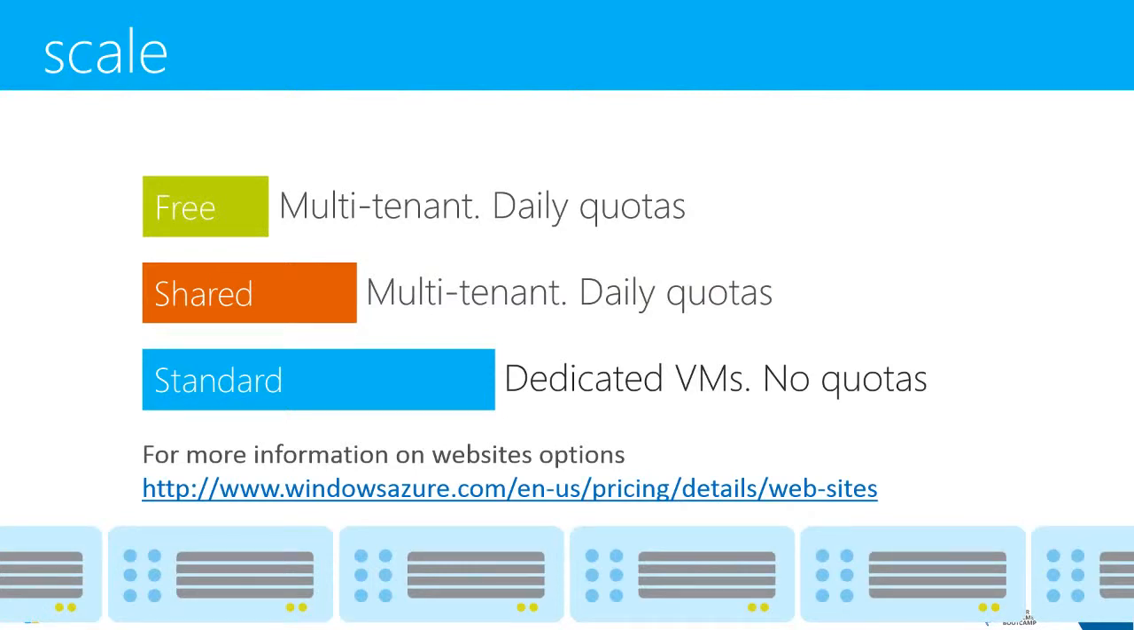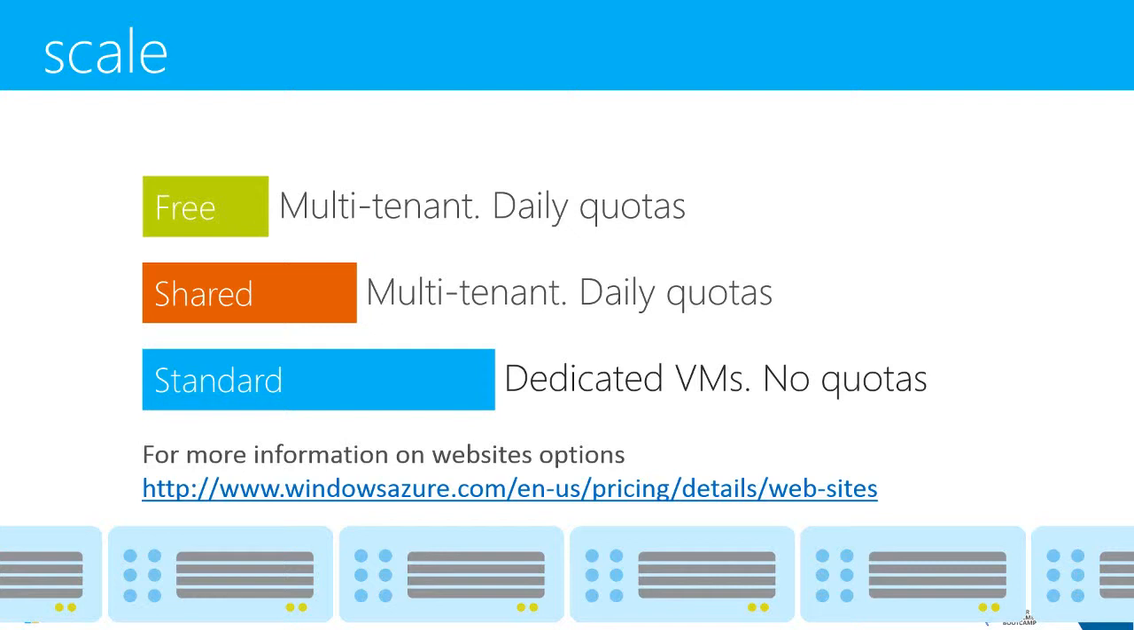Free and shared plans are multi-tenant by nature. This means that virtual machines your websites run on could potentially have other websites hosted on them as well. The free tier only supports a single instance and does not support custom domains, but it can host up to 10 free websites. The shared tier can run on up to 6 instances and supports custom domains. Shared can also support up to 100 sites. The standard tier can run on up to 10 instances and supports custom domains and SSL.